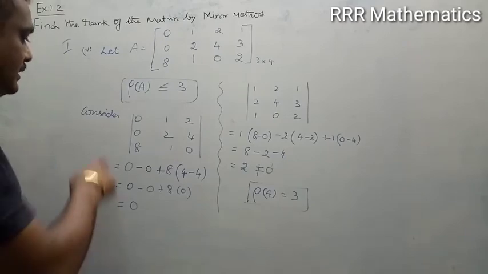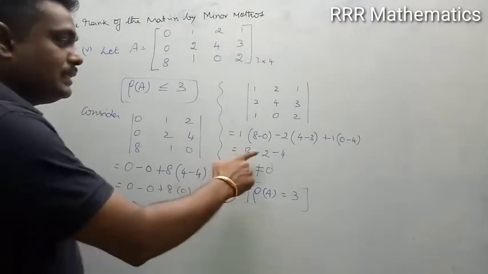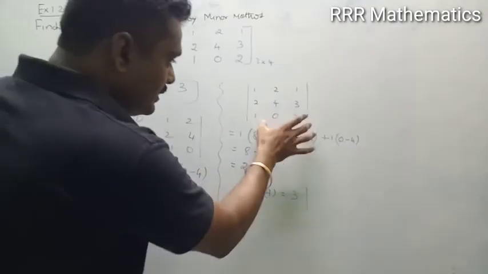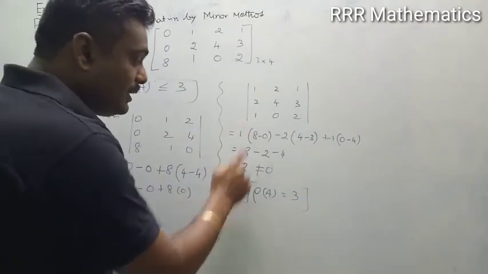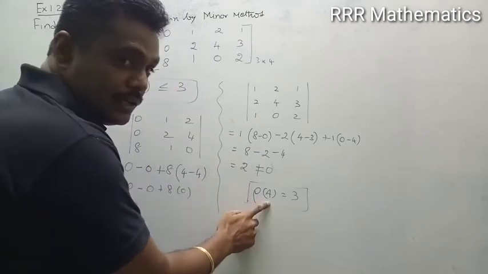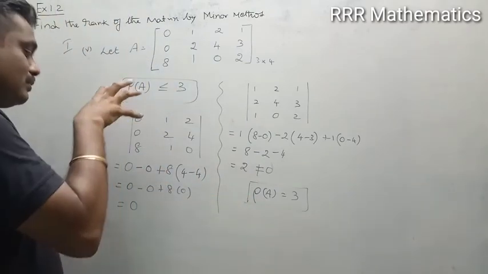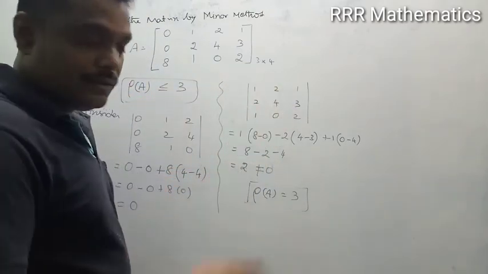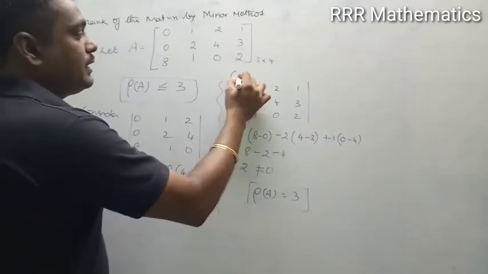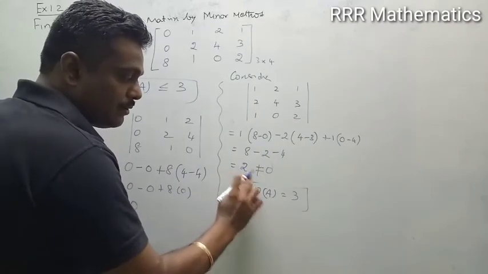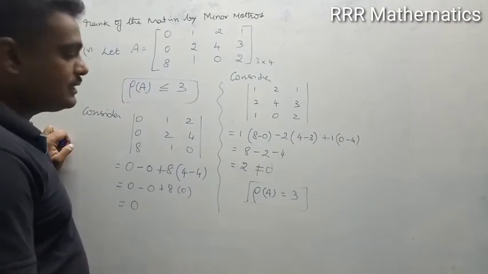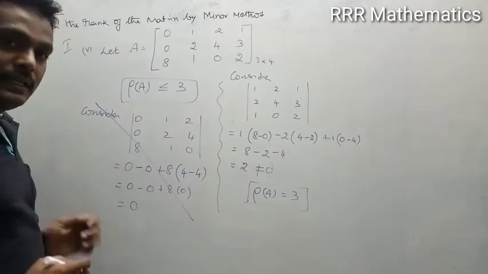Students may ask, sir, is it necessary to work out this one and then this? If we consider directly this one, no problem. You want to show at least one 3 by 3 minor of A is not equal to 0. It is not necessary to show this one and then this one. If you consider directly column 2, 3, 4, you are getting not equal to 0, you can declare the rank of A is 3. It is not necessary. Understand?